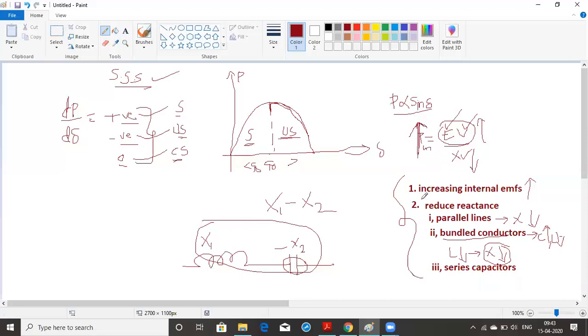So these are the two different methods. Again, in the second method, we have another three methods which are able to reduce the reactance. These are the concepts we discussed about the determination of steady state stability, which depends on dP by d delta, and also the methods to improve the steady state stability. Clear? These are the concepts we discussed in yesterday's session. Now let us try to understand transient stability.